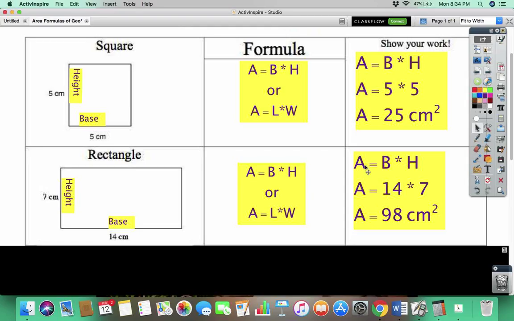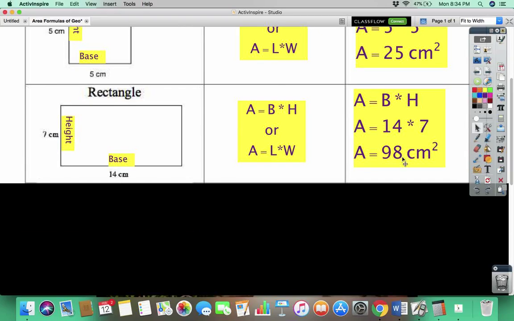So here I've got my formula, area equals base times height. Then your area is going to be equal to 14 times 7 because my base is 14, my height is 7. And then when I write my answer, the area is equal to 98 centimeters squared. Again, that is because you have centimeters, centimeters, and it's like we're trying to fit tiny rows of squares inside this shape.